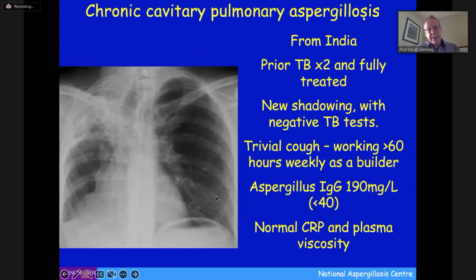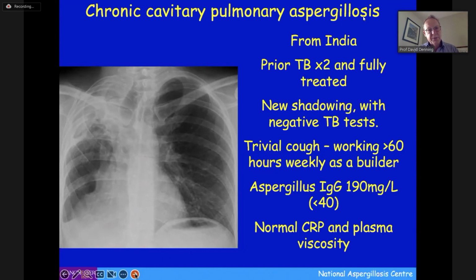So here's an example of a patient originally from India living in the UK. He actually had documented TB twice and was fully treated. He then developed new shadowing in the lungs. You can see his right upper zone is pretty affected, and he's got what looks like a cavity there. Very few symptoms, just a bit of cough. He was working 60 hours a week as a builder. He had a strongly positive Aspergillus IgG and normal inflammatory markers. And so this is a fairly typical type of presentation of patients with CPA.